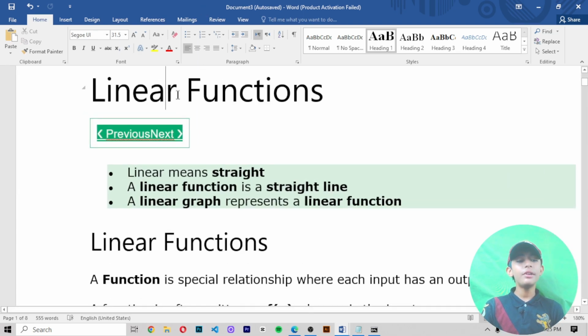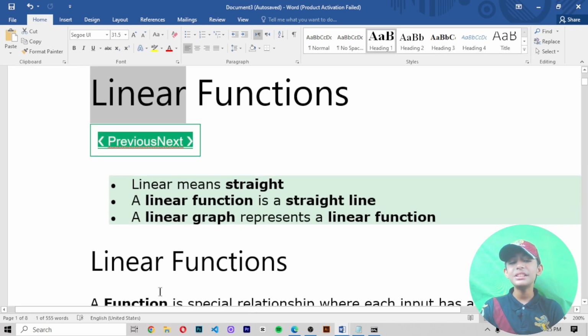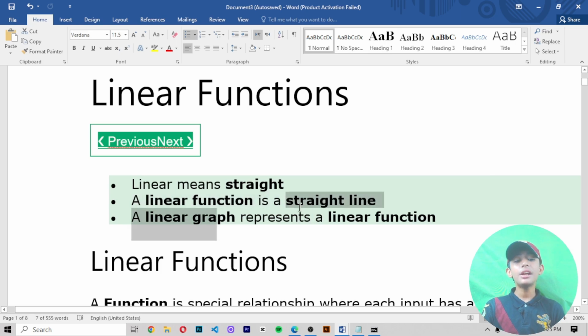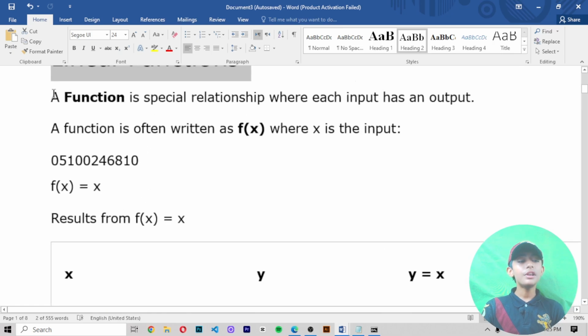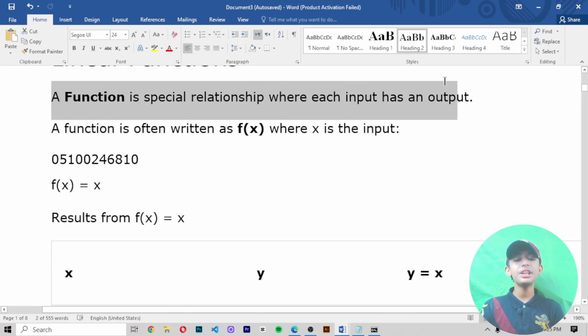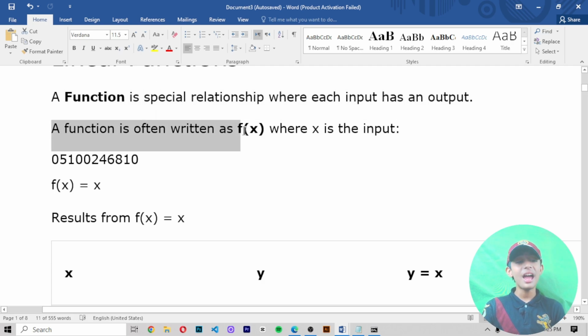Linear means straight, if you don't know what linear means. A linear function is a straight line. A linear graph represents a linear function. A function is a special relationship where each input has an output. A function is often written as f(x), where x is the input.